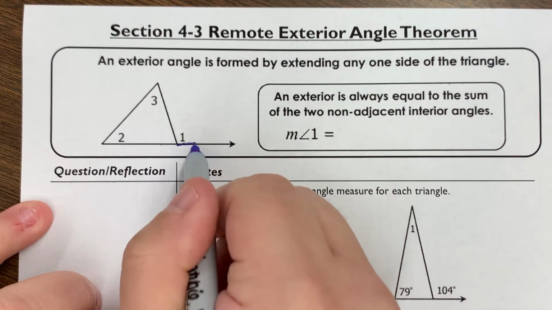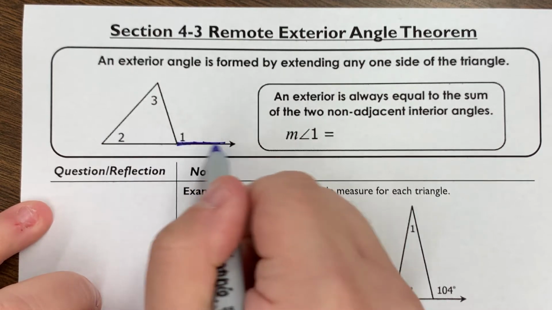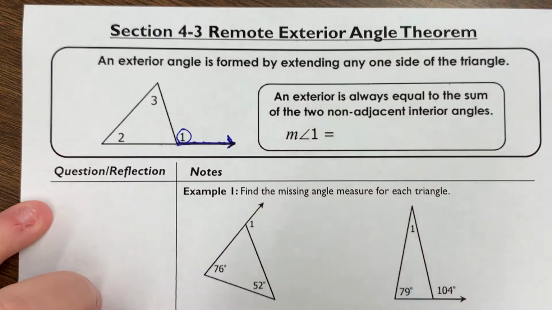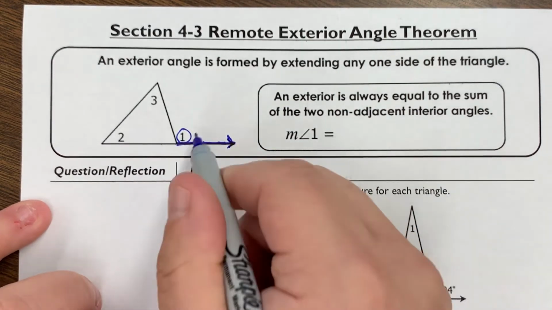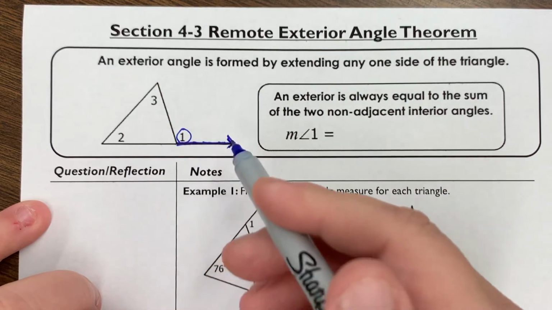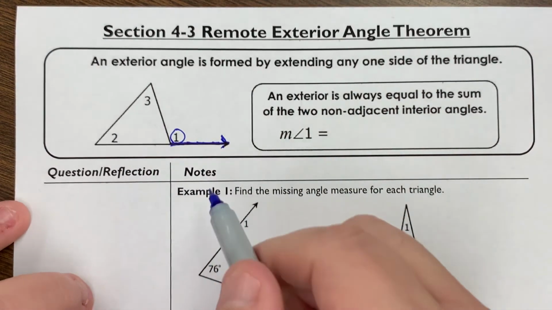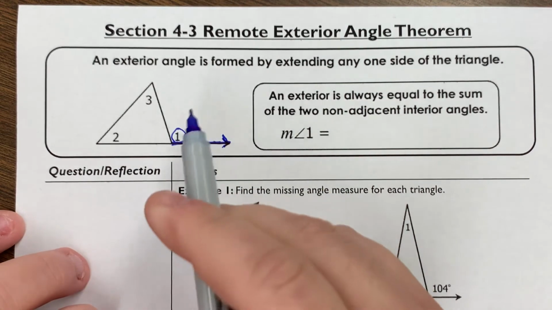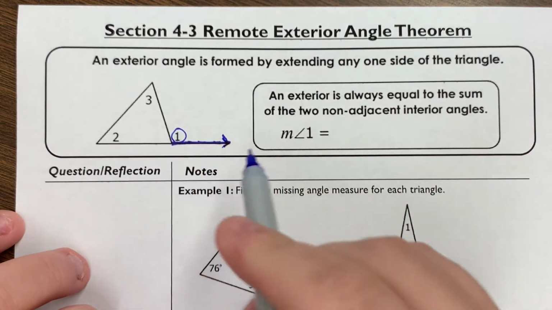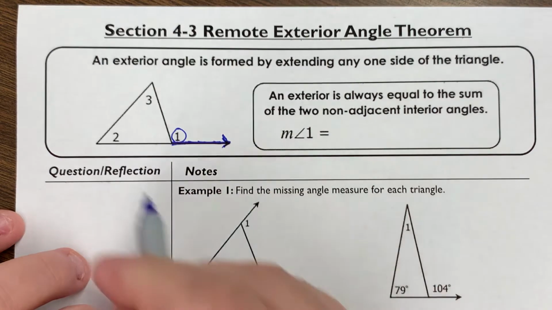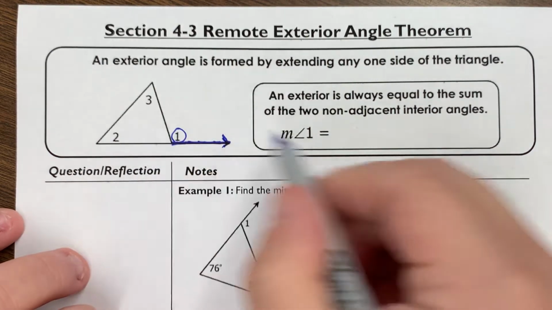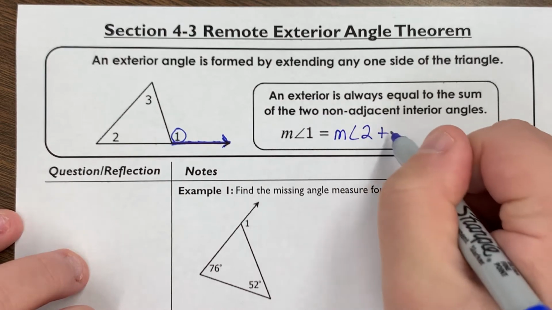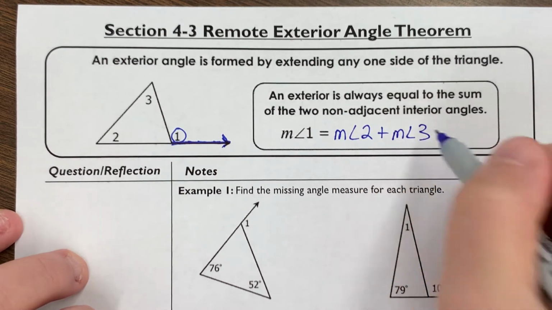As you see here, if we extend this side outside the triangle, angle 1 is my exterior angle in this case. It's the one that is literally outside the triangle. It is equal to the sum of the two interiors it's not connected to. That's the remote portion. So in this particular picture, angle 1 would be equal to taking the measure of angle 2 and the measure of angle 3 and adding them together.